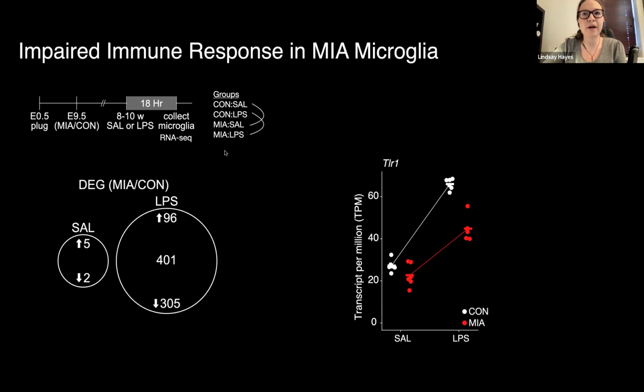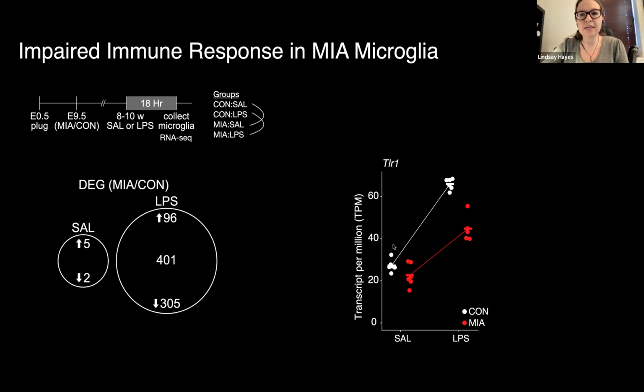So I have 4 groups that I'm comparing: control and MIA, that are treated with either saline or LPS. In this first comparison, I'm showing you the difference between the MIA versus control in either the saline group or the LPS group. What we found was that at baseline, or in saline, there really weren't that many differentially expressed genes. However, after this acute LPS activation, we see there were many differentially expressed genes, many of them downregulated.